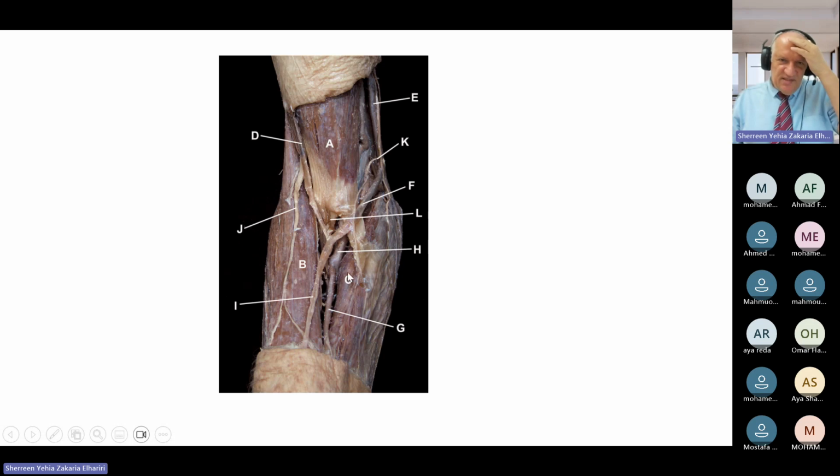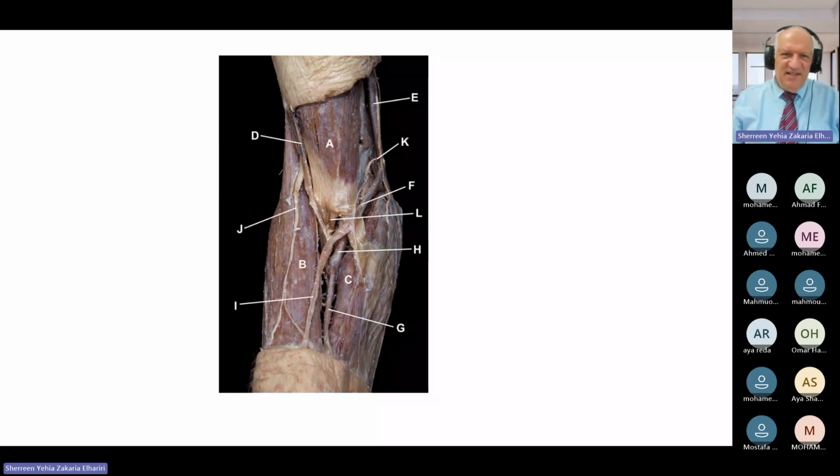What is C? C is a small one from the flexors. So what could it be? You mentioned just now, pronator teres. Yes, pronator teres. Okay, A, B, C, D. Where is D? D is a vein, which is? Lateral, it is the lateral one, doctor. Cephalic vein. Okay, A, B, C, D, E. So E is? Basilic vein, yes.